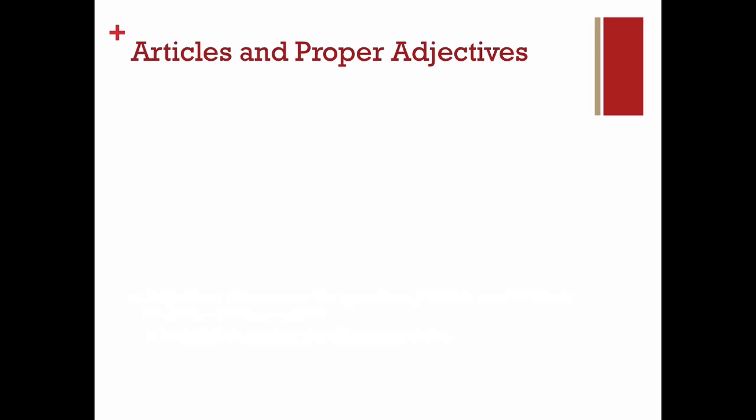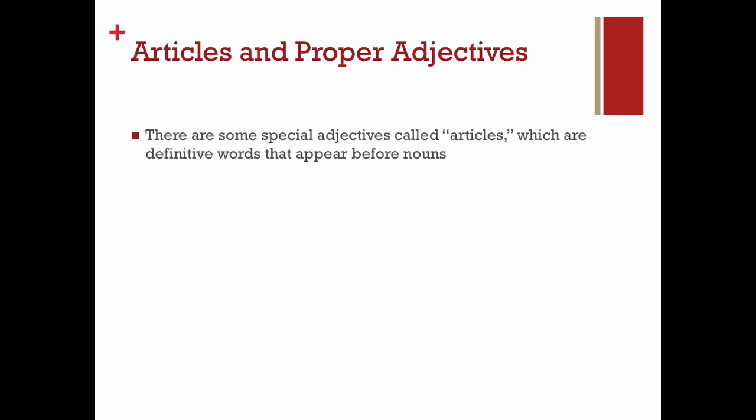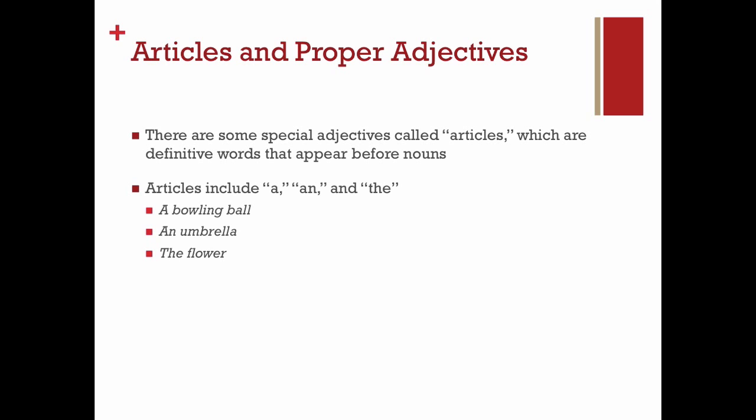There's also these things called articles, which are definitive words that appear before nouns. And these include the words a, an, and the. Those are your articles there. So some examples of how these are used is a bowling ball, an umbrella, and the flower. And there's a distinct difference between all three of these. A and an, definitely not interchangeable.